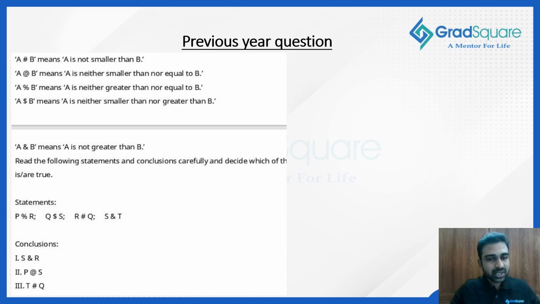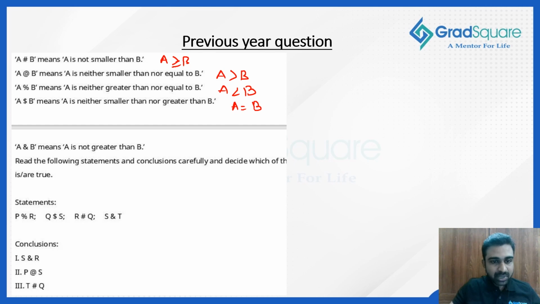Instructions have been given, so based on the instructions, coding has to be done, then you have to check the conclusions. Here, A asterisk B means A is not smaller than B, so A can be greater than or equal to B. A at B means A is neither smaller nor equal to B, so A is greater than B. A percentage B means A is neither greater nor equal to B, so A is less than B. A dollar B means A is neither smaller nor greater, so A is equal to B.